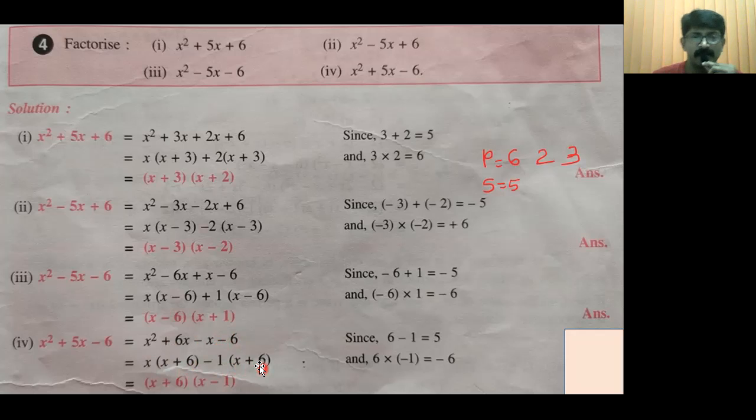I hope you are understanding. And now x plus 6 taken out common and x minus 1 in the bracket. I hope you understood till here. So stay tuned. We are going to do a new fresh sum shortly. I hope you finished till here all the four sums. Otherwise, pause it over here.